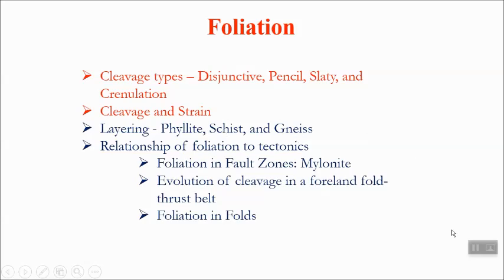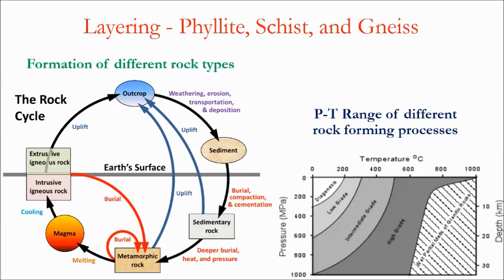So, to start with, let us first see how different kinds of rocks form in the Earth's crust. Here on the left hand side, this figure shows what is called a rock cycle. This rock cycle explains how rocks are getting transformed into different rock types in the Earth's crust, and through this process different rocks are getting formed.